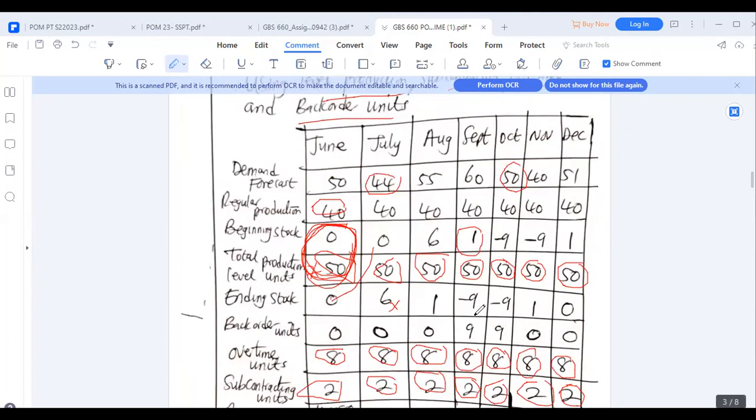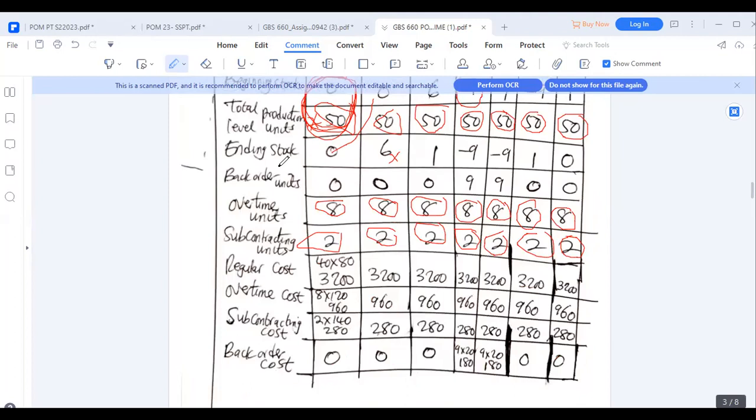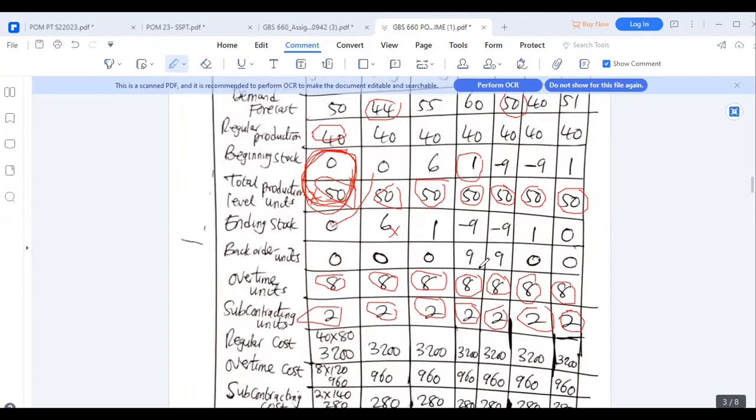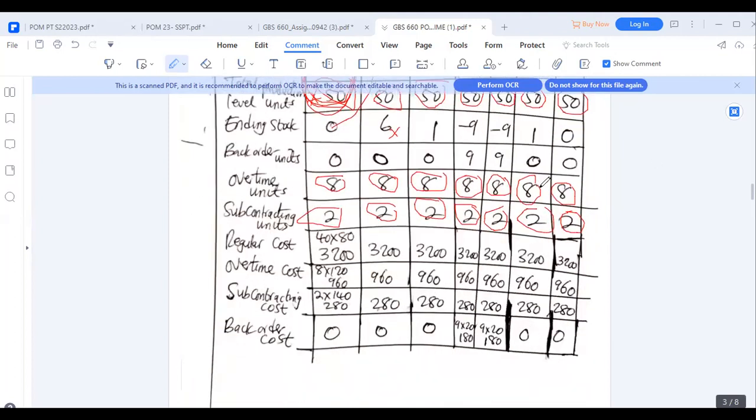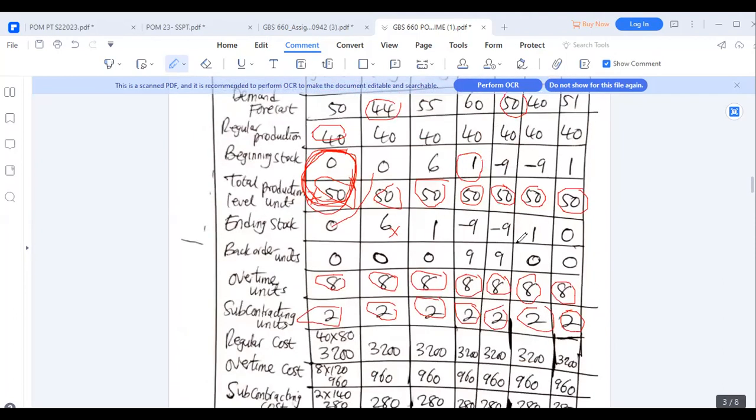We have the shortage of -9, but we have actually looked at the regular production of 40 units. We have actually allowed overtime of 8 units. We have actually subcontracted 2 units, but still we have a problem here. To meet our demand, we have the shortage of those negatives. So that simply means that as much as we have done our best, those are the back order costs, the stock out costs. We don't have those units, so to speak.